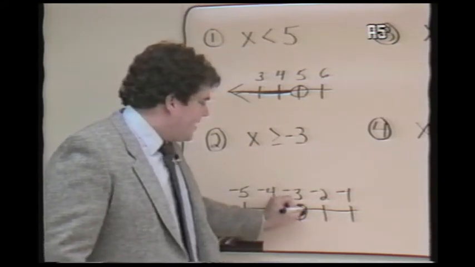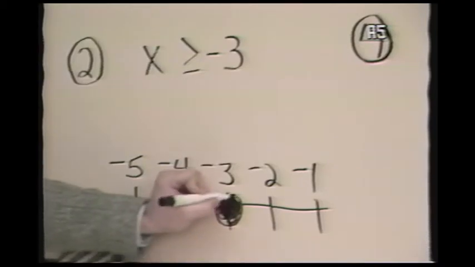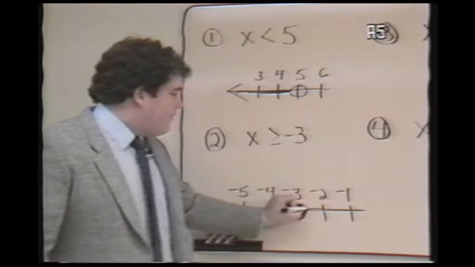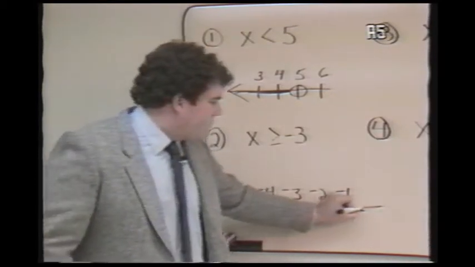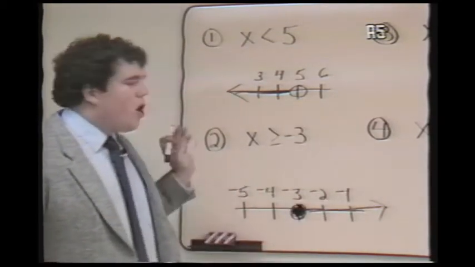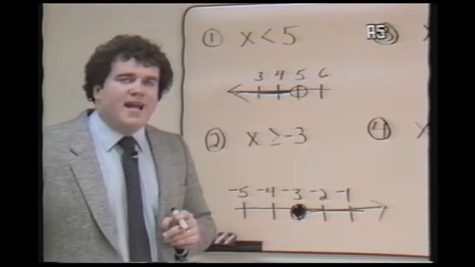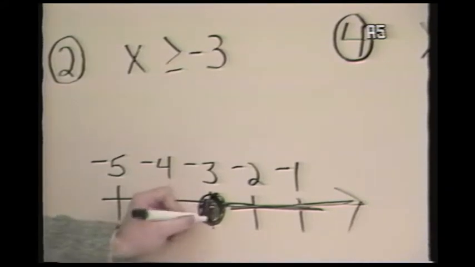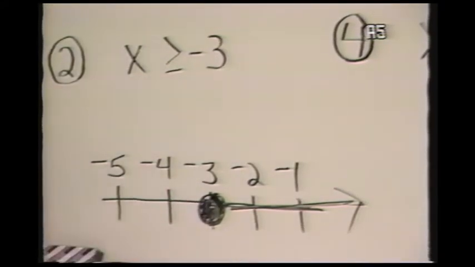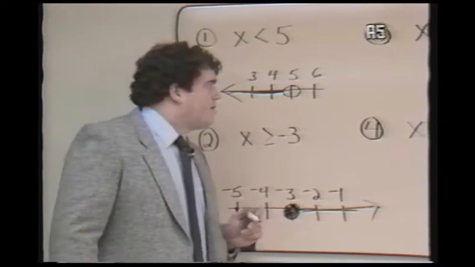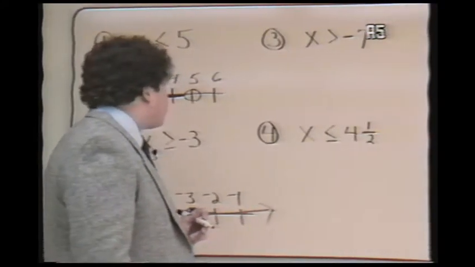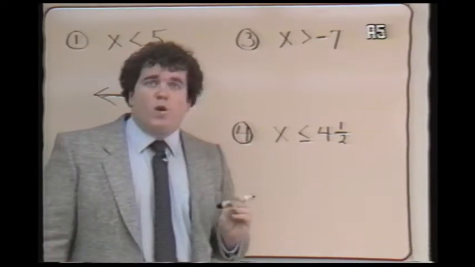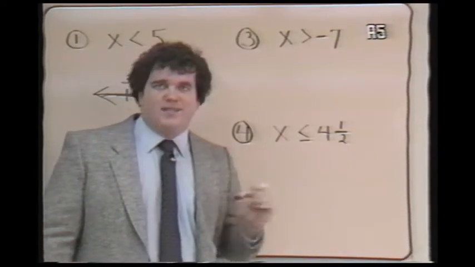Okay? You got that? You color in the circle if it's greater than or equal to or less than or equal to. And everything that is greater than or equal to -3 is all the numbers to the right of -3, including -3. Greater than or equal to, we got to color in that circle. Problem number 3. X is greater than -7. Now that's only greater than. So what does that tell you about the circle? It's going to be open.